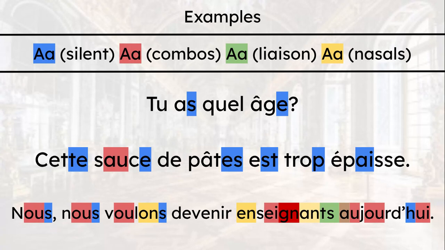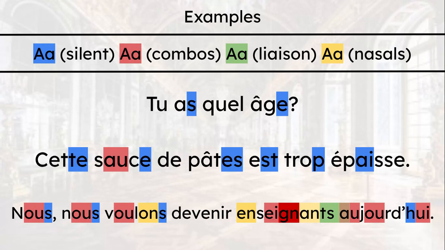Then the next one, which means we want to become teachers today. So, nous voulons devenir enseignants aujourd'hui. Okay. So nous, which means us or we. So the OU is a combination of ou, and then S is silent. Voulons, OU is a combination. ON is a nasal on, and then S is silent. Devenir is just to become, no silent letters or anything.